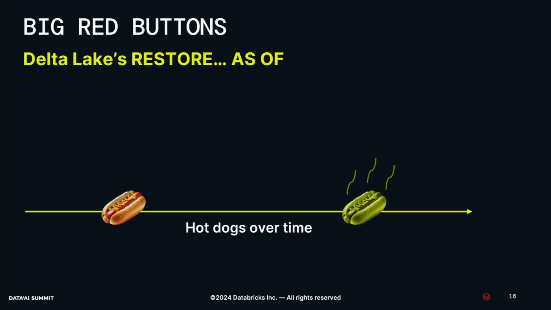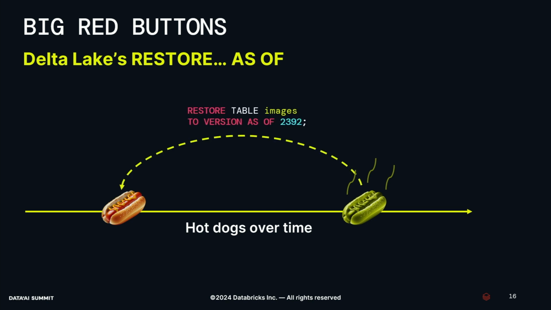So how can we do something like this with our existing architecture? Fortunately, for Delta, there is a restore operation. We can say, take this table, pull it back in time, restore it back to version something, or to timestamp something, right? We have a red button. But it's a pretty small red button, right?